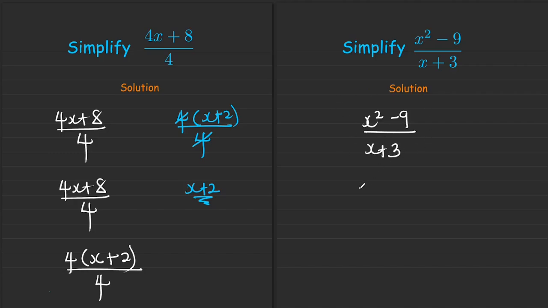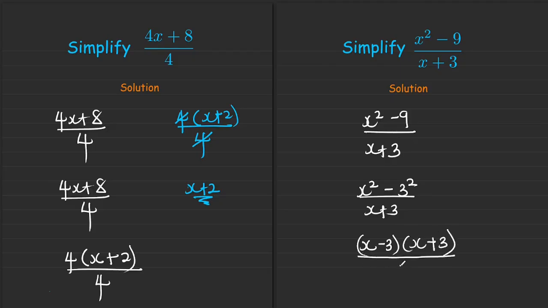Applying difference of two squares here, we know x squared minus 9 is actually x squared minus 3 squared, then all over x plus 3. So x squared minus 3 squared gives us x minus 3 and then x plus 3, all over x plus 3. I can take note that these are now factors. So x plus 3 and then x minus 3 all over x plus 3.